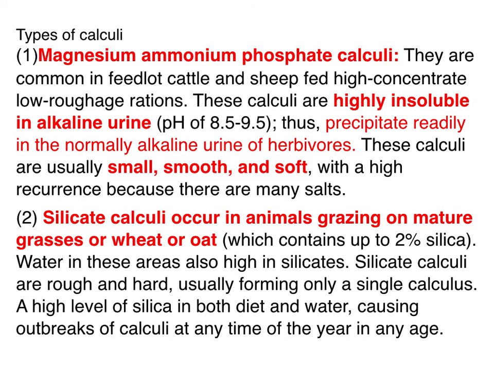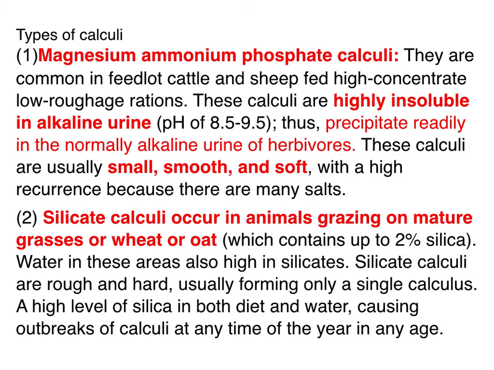أما أنواع الحصى فتعتمد على المكونات الأملاح التي كونتها. فأما تكون magnesium ammonium phosphate calculi, they are common in feedlot cattle and sheep fed a high concentrate, low roughage ratio. These calculi are highly insoluble in alkaline urine pH 8.5-9.5, thus precipitate readily in the normal alkaline urine of herbivorous. These calculi are usually small, smooth and soft with a high recurrence because there are many salts.